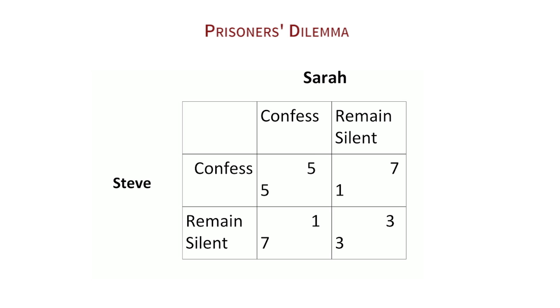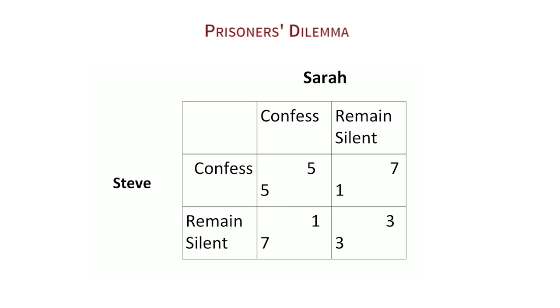Now, why do these numbers make sense? Well, let's think about it. If they both remain silent, then they go to jail for the 3 years, because they can't get them for the more serious crime. So they just go for the 3 years. If they both confess, that's in the upper left-hand box. If they both confess, in which case this is relevant, then they both go to jail for 5 years. That's the more serious crime.